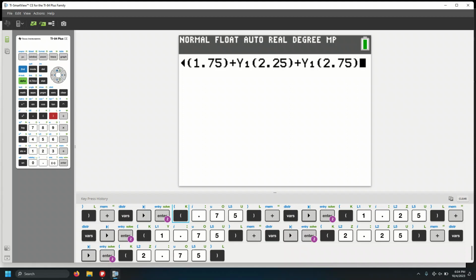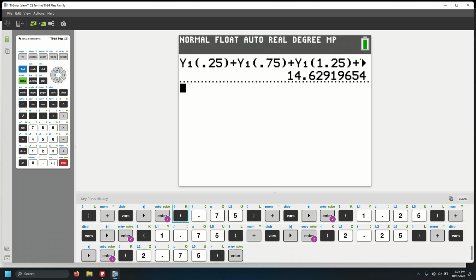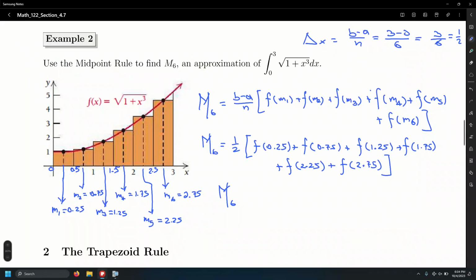And since we're done typing all the function values that we want to compute, we may go ahead and click enter. And that is 14.6262 and so on. I'm just going to go with 4 decimals for now. Okay, and then let me divide this by 2, because that's what the multiplication by half outside is, right? So let me write it down first. That'll be 1/2 times 14.6291. I'm just going to carry 6 decimals, but at the very end, I will approximate it to 7.315.